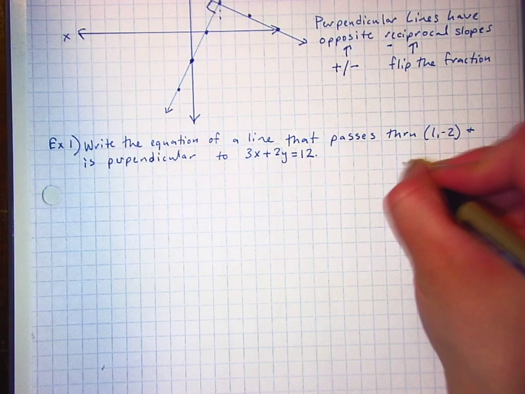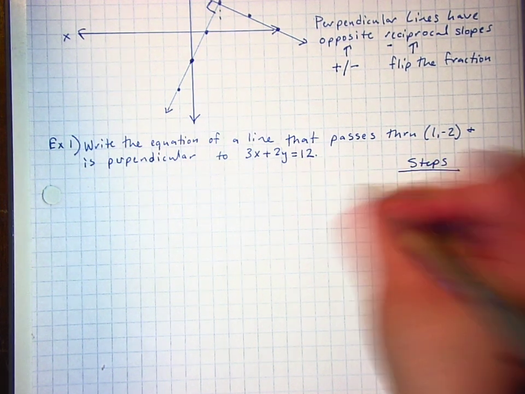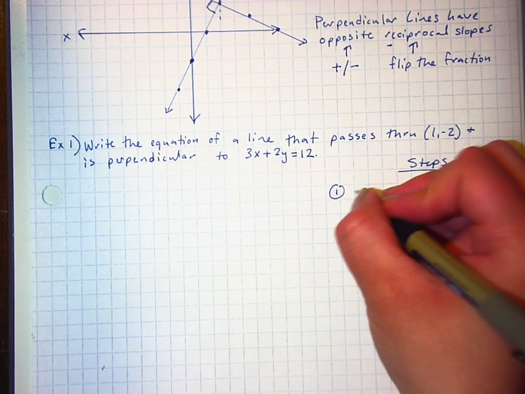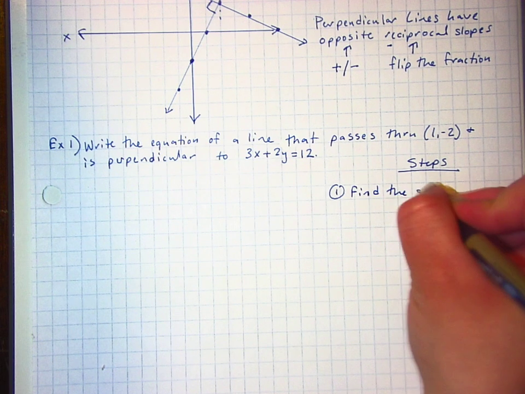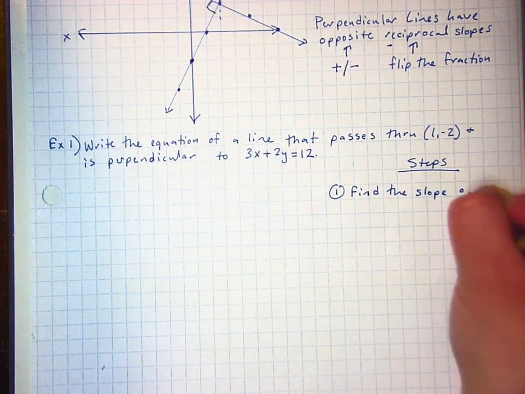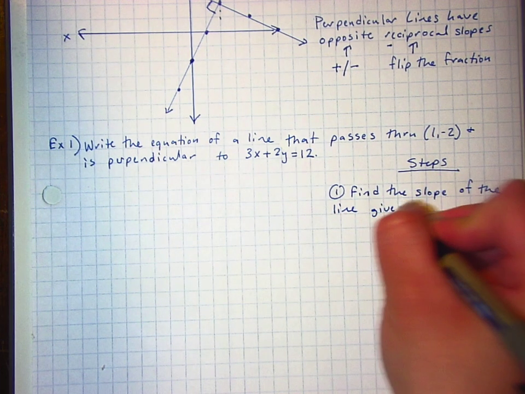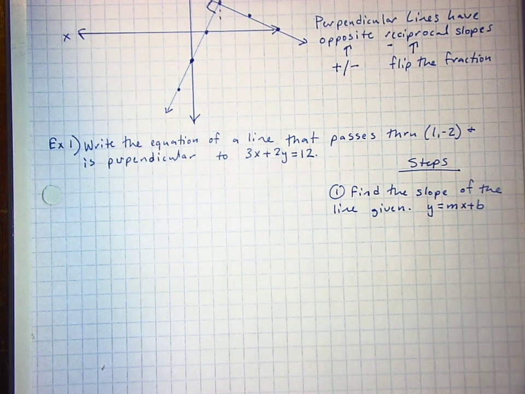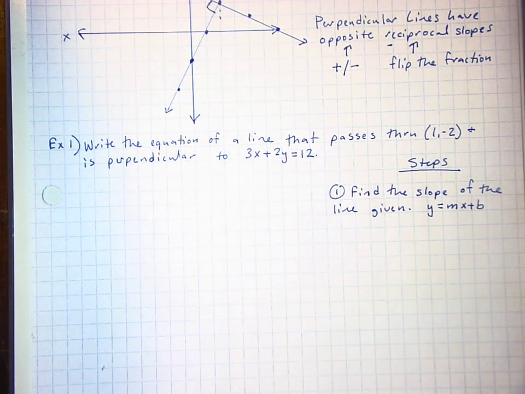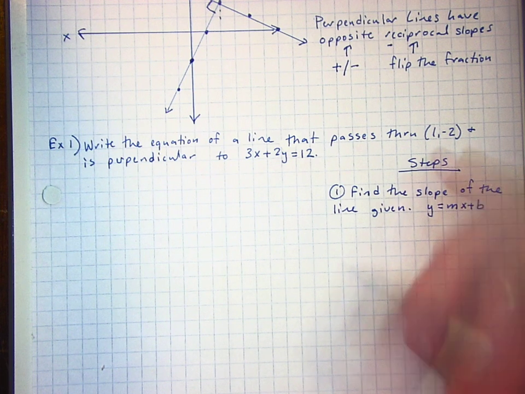So, steps. Step 1 is to find the slope of the original line. Sometimes you have to make it look like y equals mx plus b, which is something we'll have to do in this problem right here, because this one is in standard form, so it doesn't look at all like y equals something. It looks like got an x and a y on the left and a number on the right, so we're going to have to kind of switch things around a little bit to find that first slope.